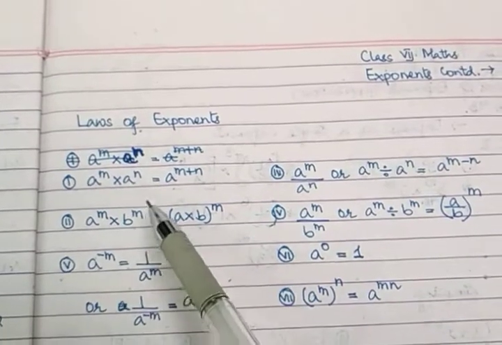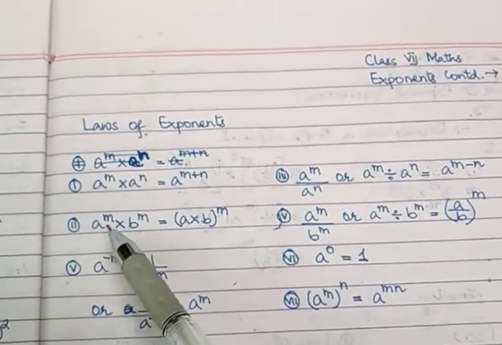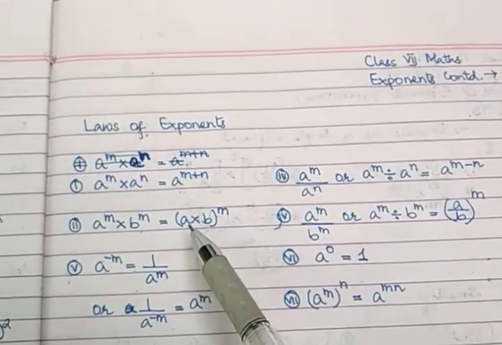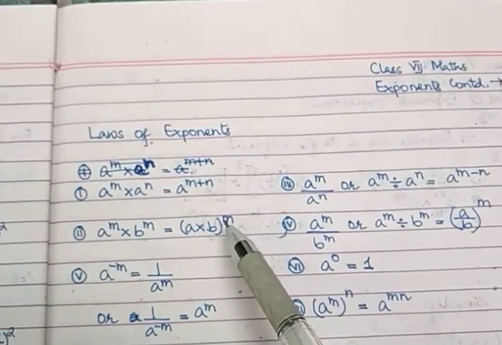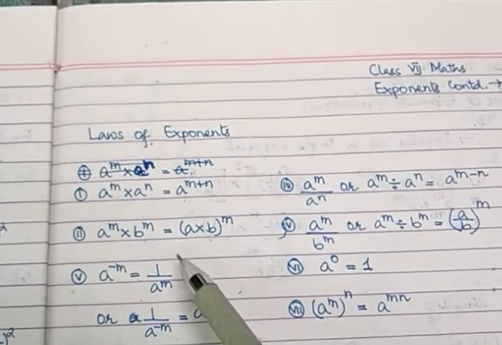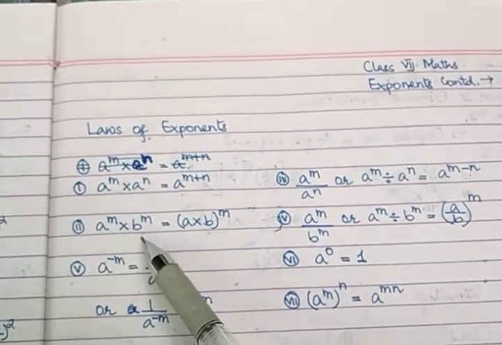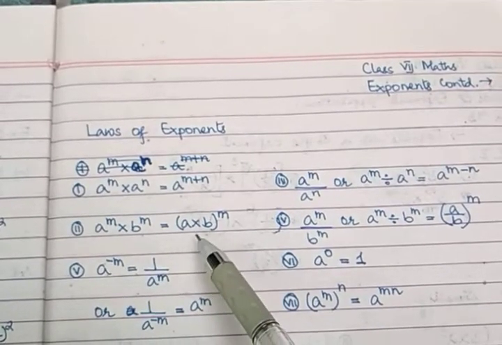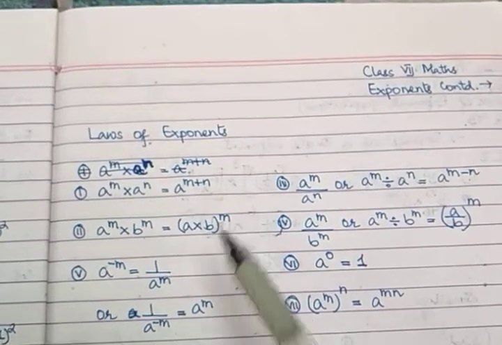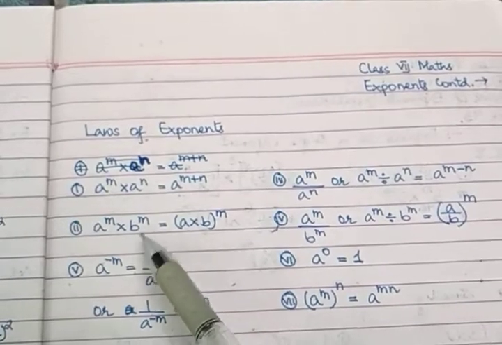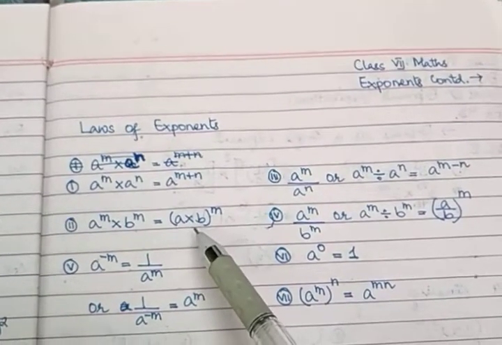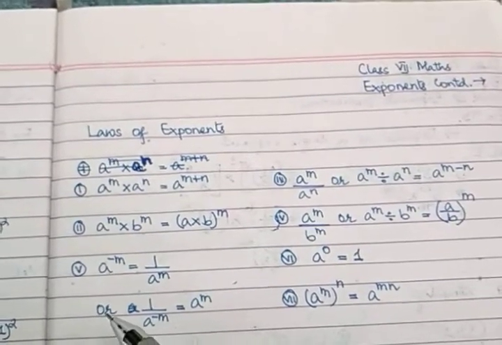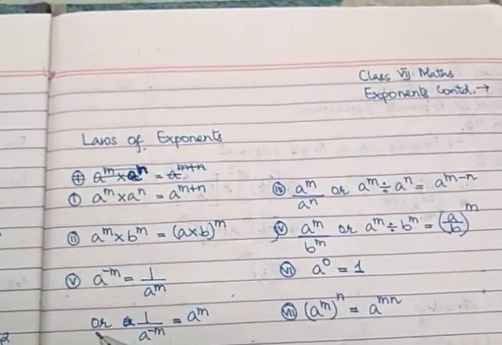The second one we have here is a to the power m into b to the power m. The expansion will be a into b whole to the power m. That is, when the bases are different and the powers are the same, and the relation is multiplication, all we need to do is multiply the bases, and the power will remain the same. a to the power m into b to the power m equals a into b whole to the power m. This is how it is read, and this is how you need to memorize it as well.